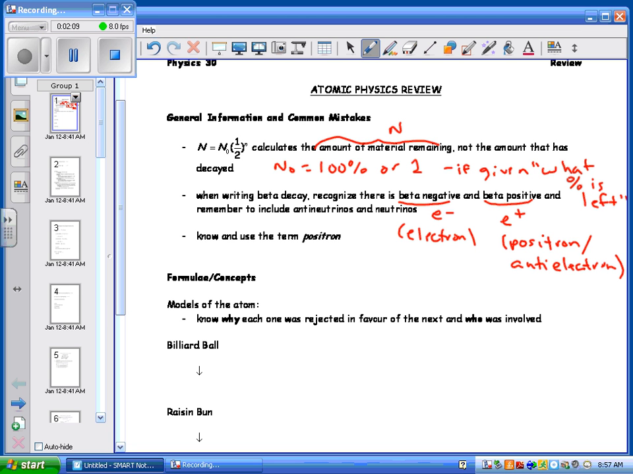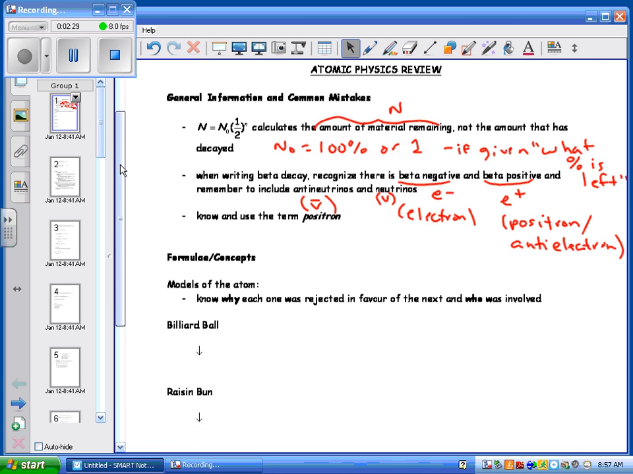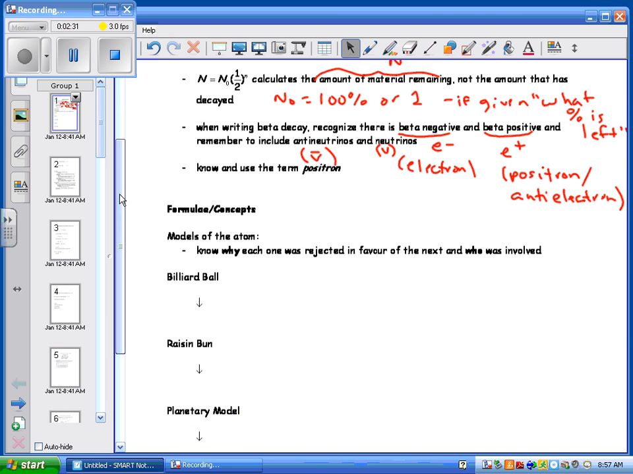The other thing to remember about beta decay is the antineutrinos and the neutrinos. Most of you are remembering that, but there's a couple that are forgetting them. The antineutrino is a ν with a line over it, and the neutrino is just a ν. So that was really the only notes they have about this particular unit, how the questions are done.